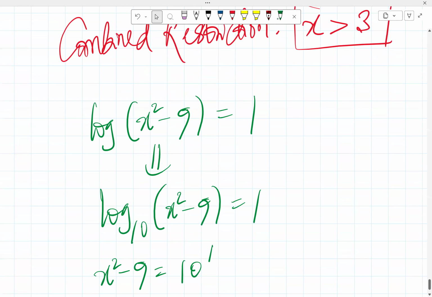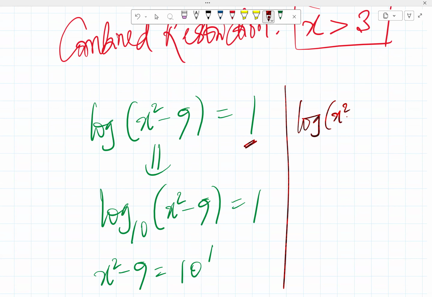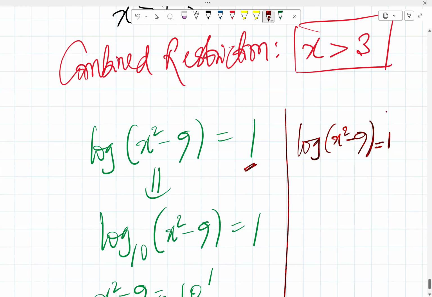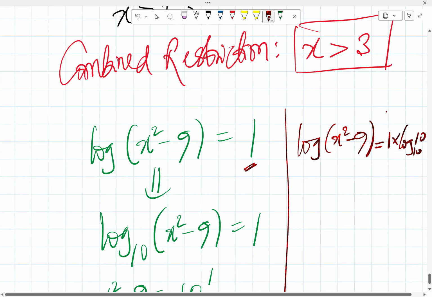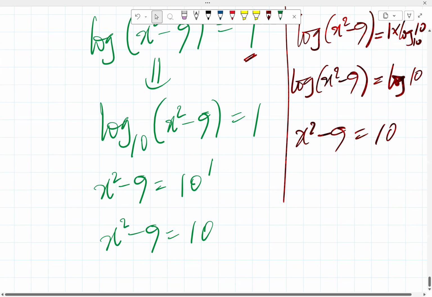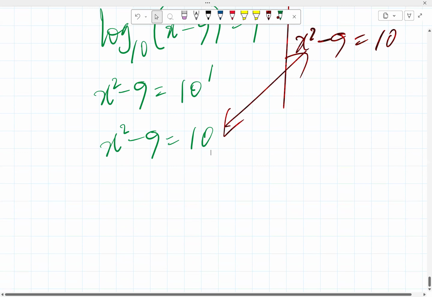Now, if you don't want to do it this way, you can also come this other way. Another way to represent 1 is to say 1 is the same thing as log 10 base 10. Log 10 base 10 is 1. So in short, we have log(x² − 9) = log 10. So you can then equate x² − 9 to 10. At the end of the day, this and this are the same, so anyhow you want to do that. We can just continue with x² − 9 = 10.